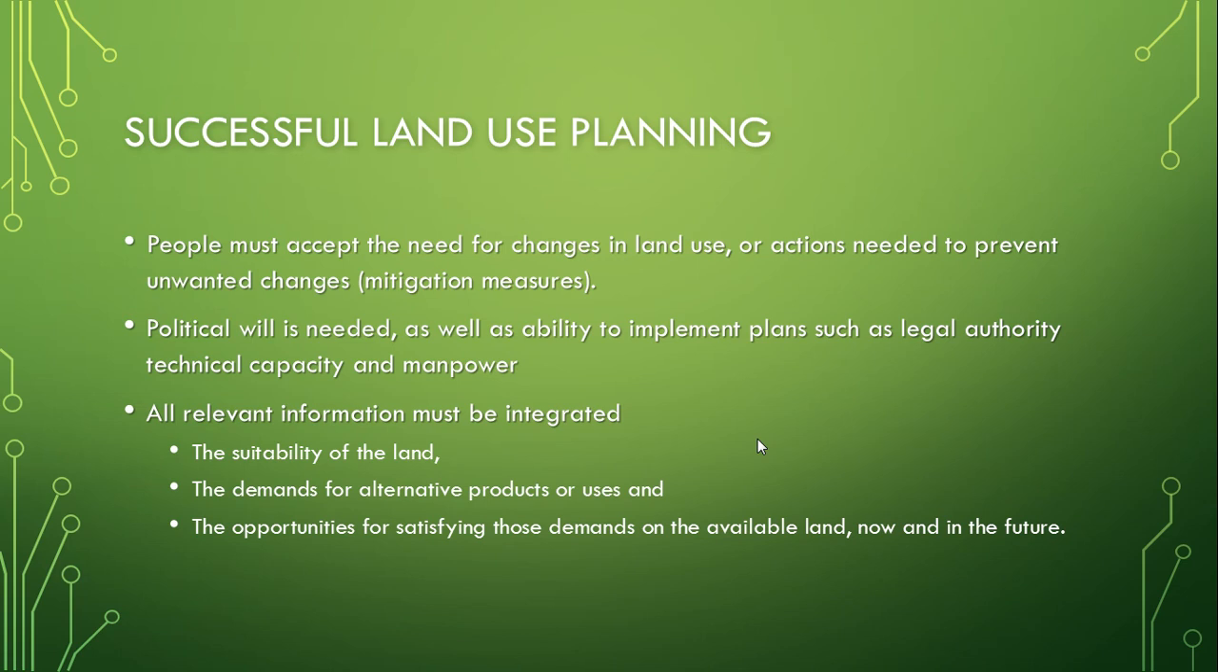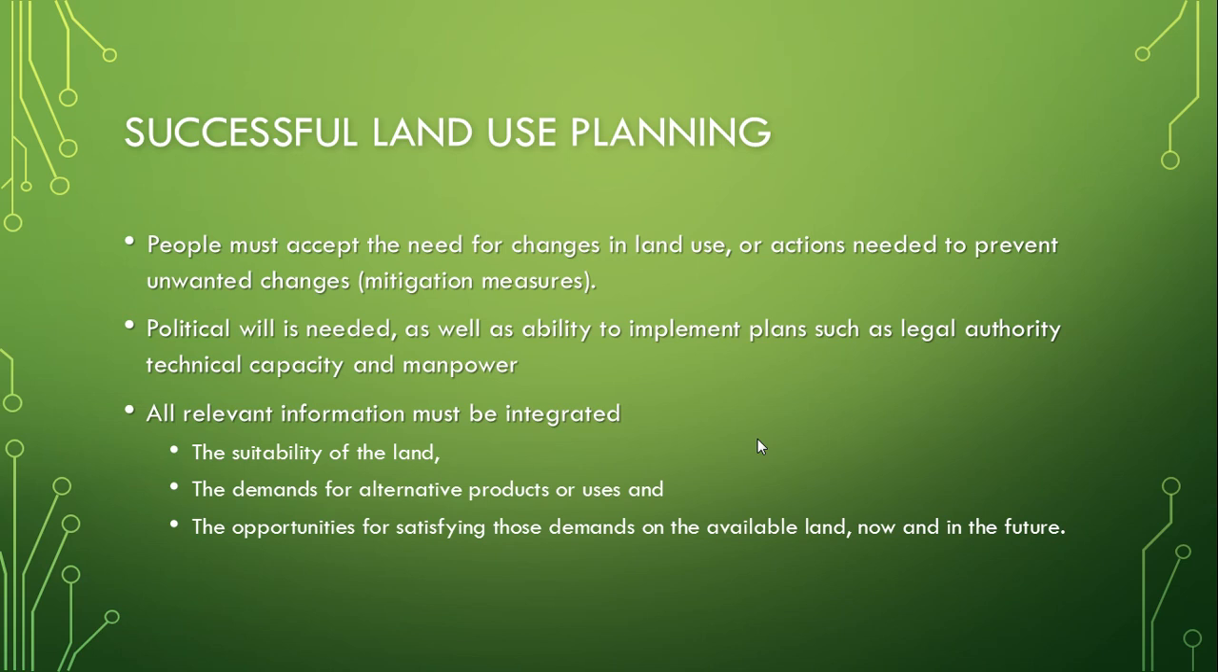Additionally, it is important that all relevant information that is available be integrated and be available to all the necessary agencies involved. Some of the types of information that would be important in land use planning would be suitability of land. For example, what are the characteristics of the land? What types of activities would it be suitable for? Would it be suitable for agriculture? If so, what types of agricultural activities? Would it be suitable for urban development, etc.?